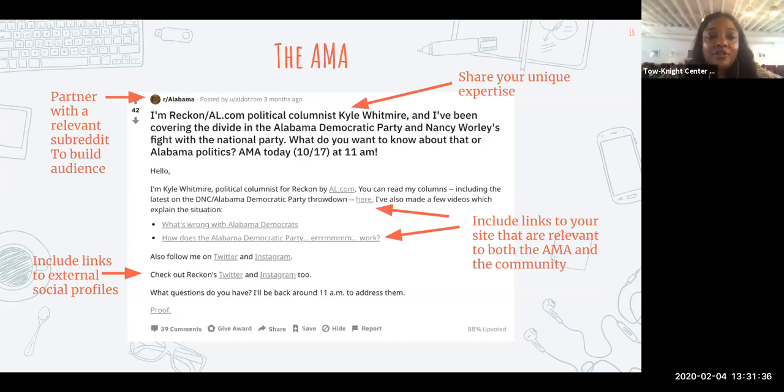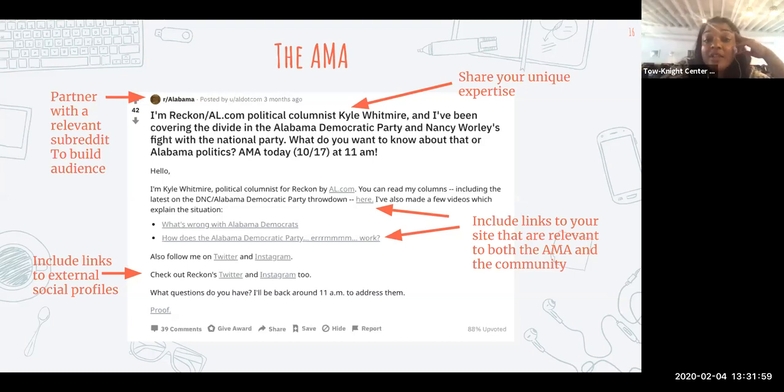Now, the example on your screen here is something that AL.com did a few months ago. They had one of their political columnists answer questions about Alabama politics. You can see here that the ask is pretty broad. What do you want to know? I'll answer your questions. You tell people around what time you'll be back to answer their questions, and then they'll leave those questions for you, knowing that you'll come back and answer them.